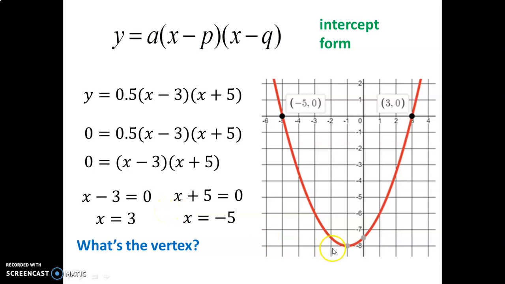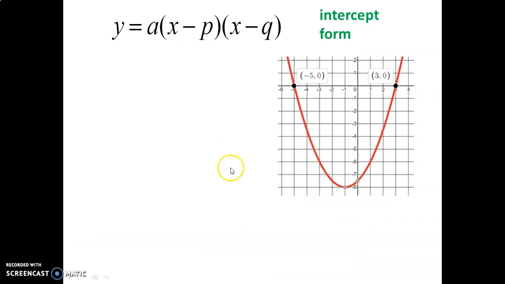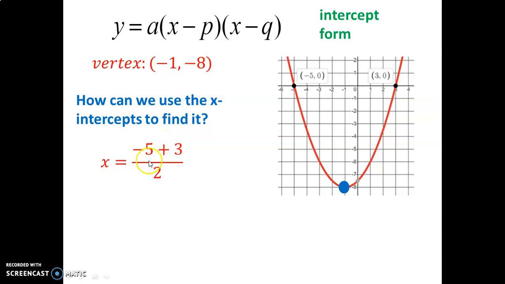Now what's the vertex of this one? Well, we can see the vertex is right here. And now how can we use the x-intercepts to find the vertex? Let's take a look at that. So the vertex was -1, -8. How can we use the x-intercepts to find that vertex? Well, the interesting thing is that the vertex is exactly halfway between them, right? Because the axis of symmetry is the halfway point between the x-intercepts.